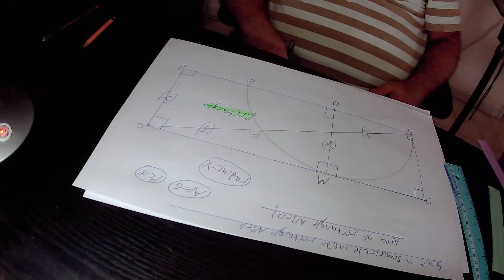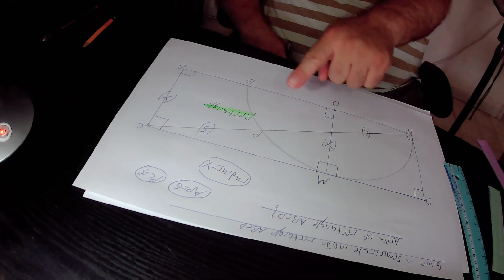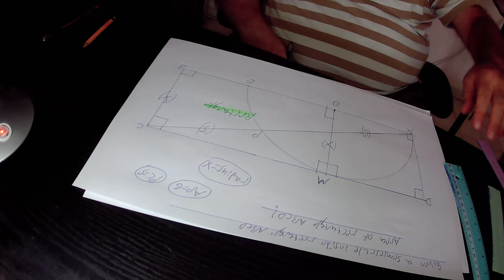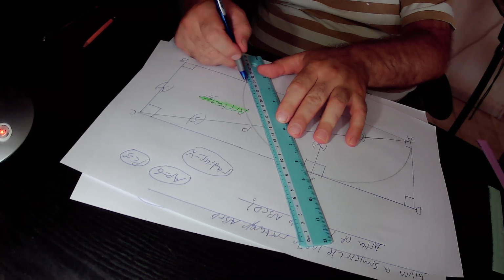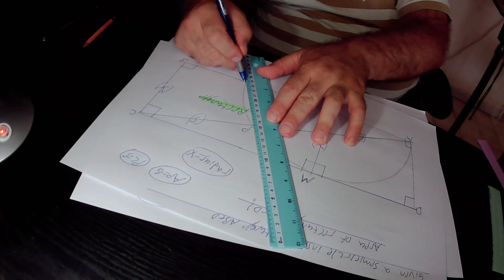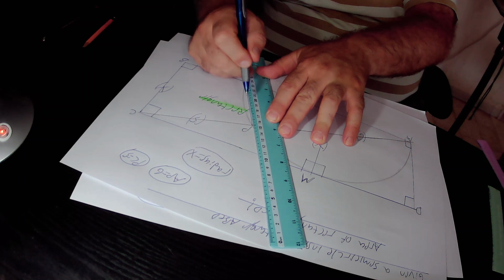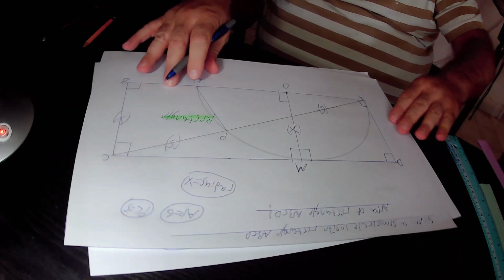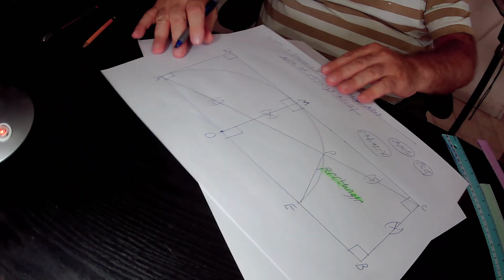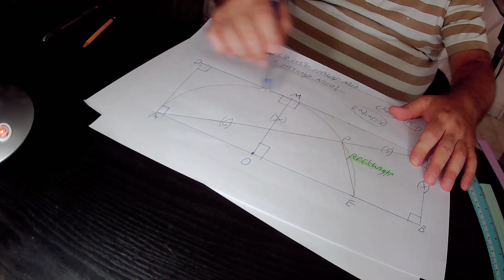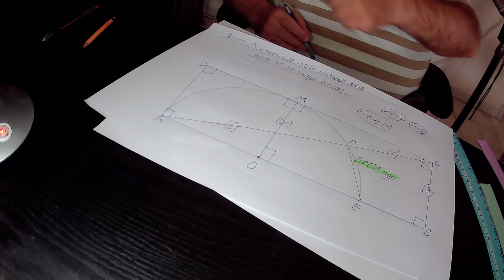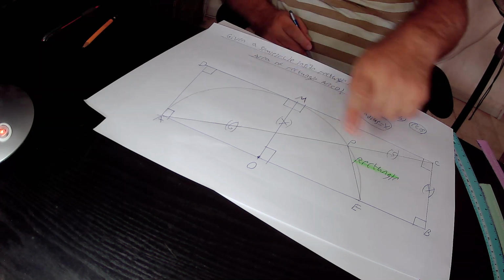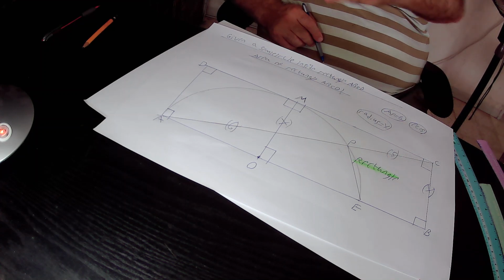In the next step, we will join points E and P together by a straight line. By joining points E and P, we created the peripheral angle APE. This is the peripheral angle APE. And this peripheral angle APE subtends on AE. AE is the diameter of the semicircle.